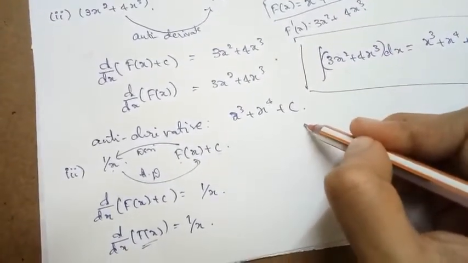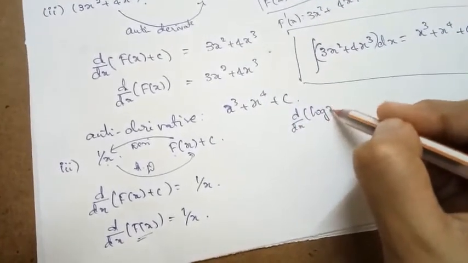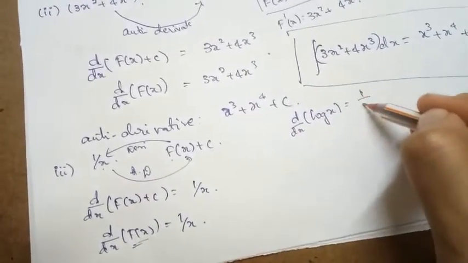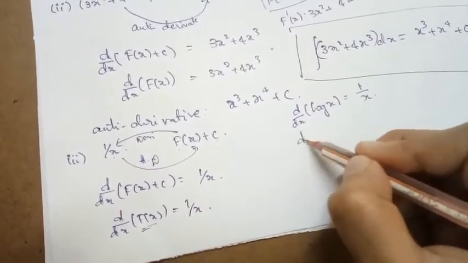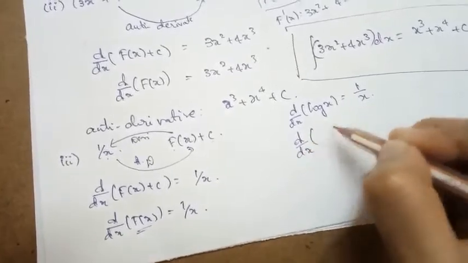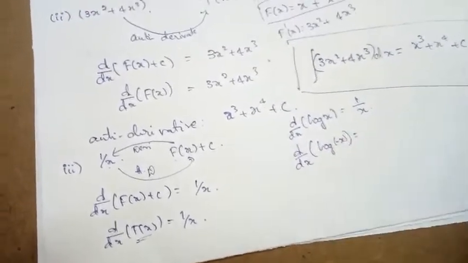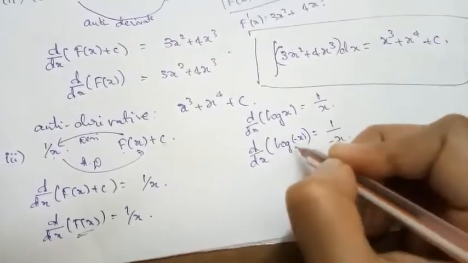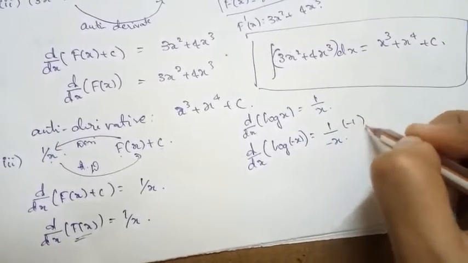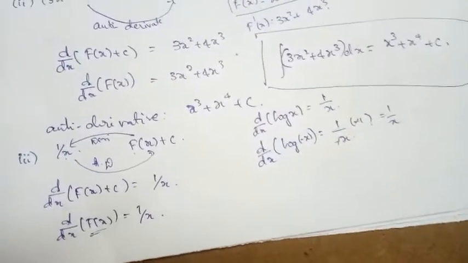Clearly we know that the differentiation of log x is 1 by x. Suppose I consider the differentiation of log of minus x, how does it go? It will go with 1 divided by minus x, and the differentiation of minus x is minus 1. The minus 1 gets cancelled, so it is 1 by x.